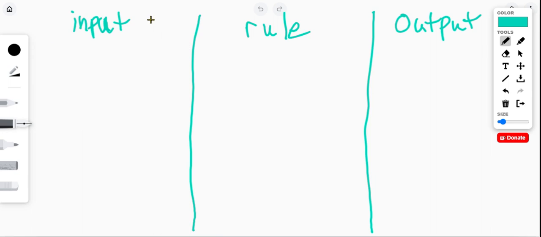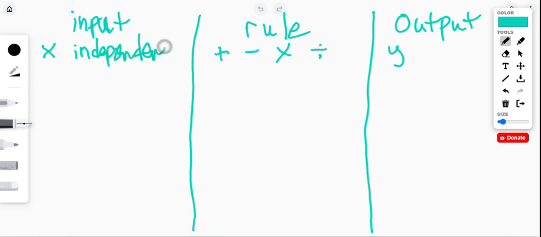So our input variable, we're always going to have x going in and then y coming out. And the rules in math are going to be adding, subtracting, multiplying, or dividing. So x is going to be our independent variable, and y is going to be the dependent variable. And over here, we're going to have the equals. Output is what's going to be equal to on the other side.